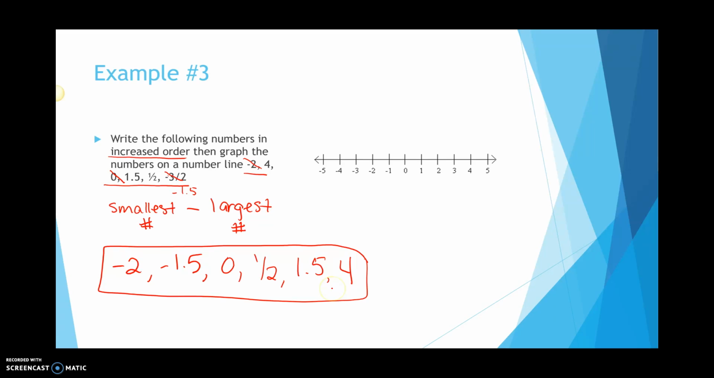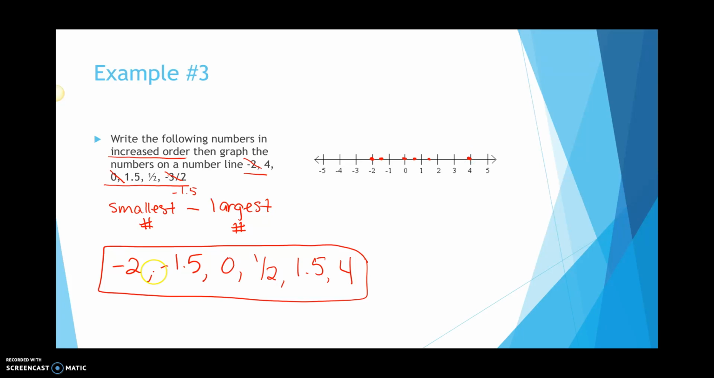Now we're going to graph them on the number line. Negative 2 is right here. Negative 1.5, 0, half, 1.5, and 4. And that'll be my answer.